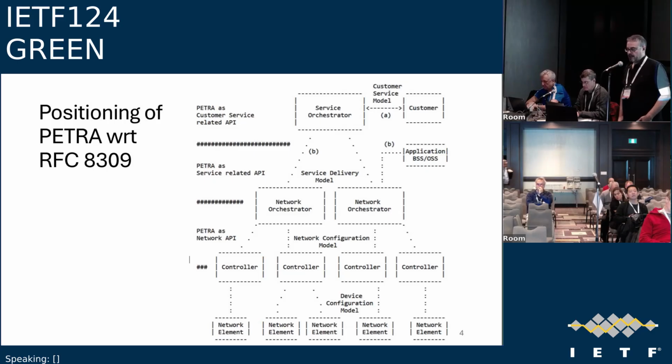So going specifically to RFC 8309, we define the network configuration models, the service delivery model, and the customer service model. So we understand that Petra could play a role in each of these different levels. Basically, with this recursiveness, it is able to collect the information, aggregate the information, and serve the purposes of consumers of the API, either at customer level, service level, or network level.